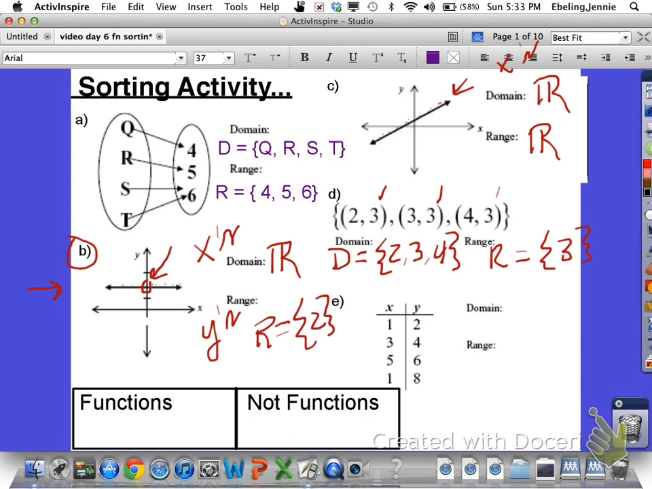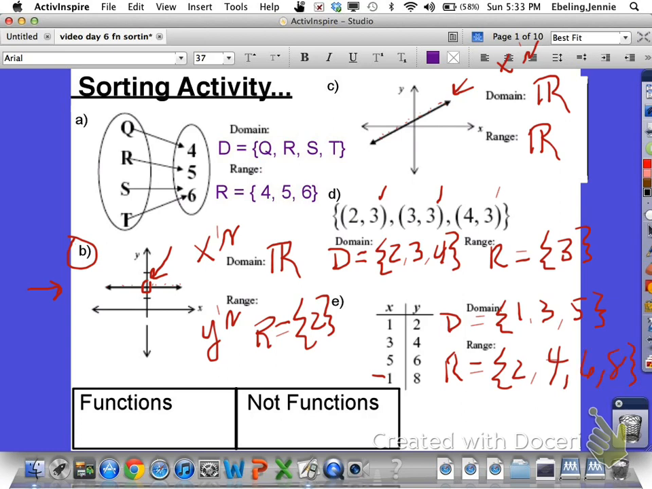In E, I have a table. My domain would have to be all my x values. But remember, when we write the domain, just like the range, if a number repeats, we only write it once. And we want those numbers in numerical order. So 1, 3, 5. But the 1 repeated at the end, so I do not have to write that. My range are all my y values. 2, 4, 6, and 8.